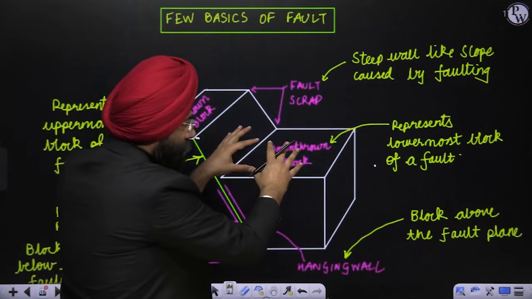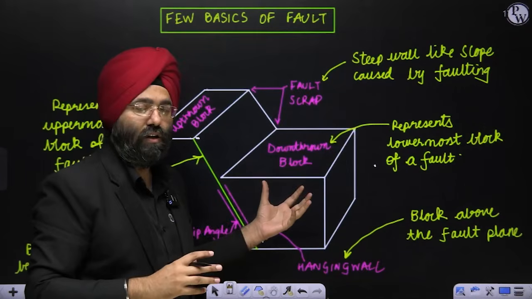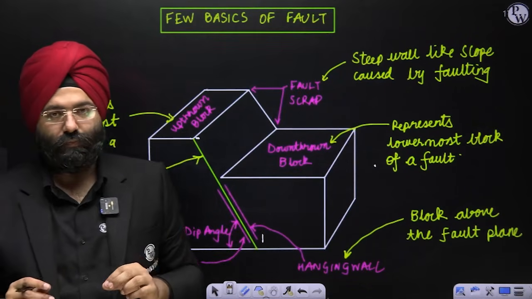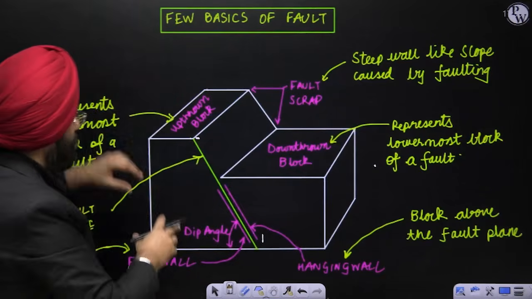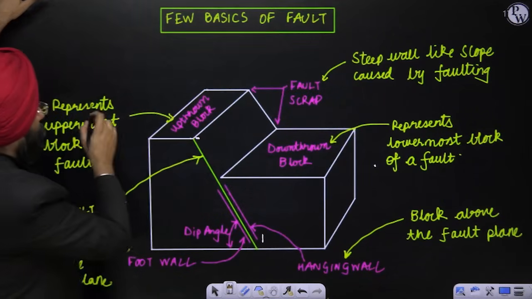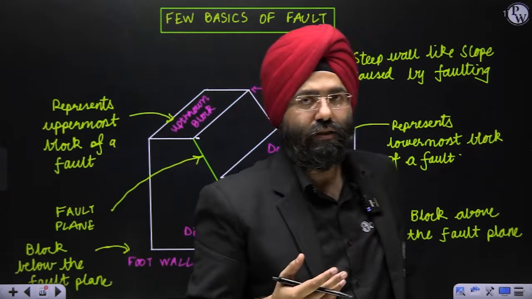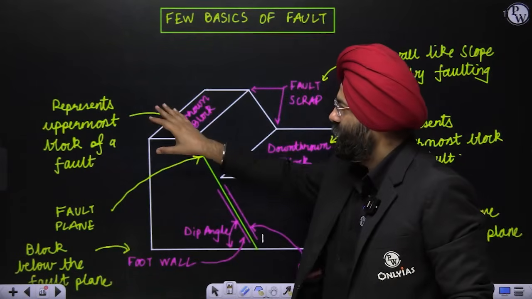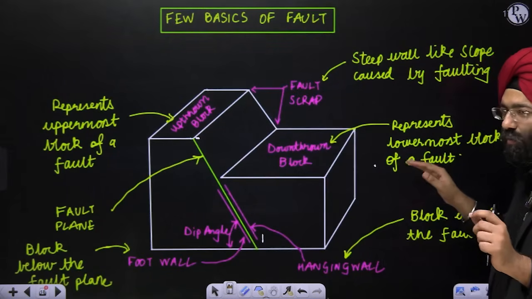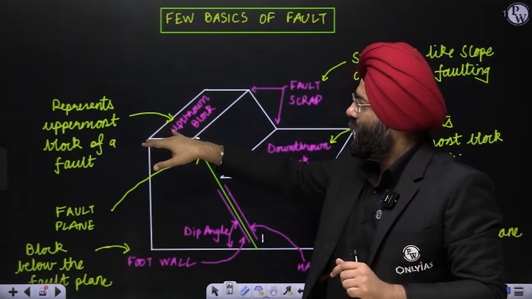Now, the block which has moved down, this is known as the downthrown block, which represents the lowermost block in a fault. First thing. This part is known as the upthrown block, which represents the uppermost block of the fault. So the one which has gone down, representing the lowermost part, will be known as the downthrown block, and the uppermost will be known as the upthrown block.